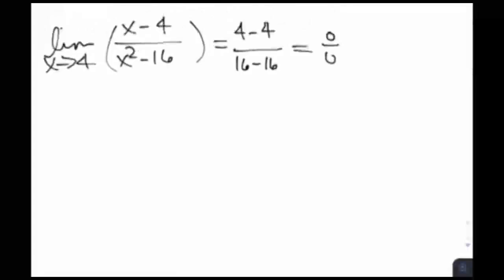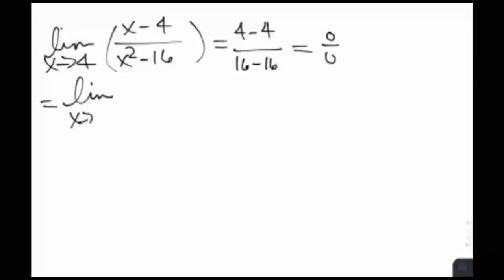We need to actually solve it analytically. So we write equals the limit as x approaches 4 of x minus 4. And this time we are trying to simplify out the denominator. And how do we do that? We just expand it to x plus 4 and x minus 4.